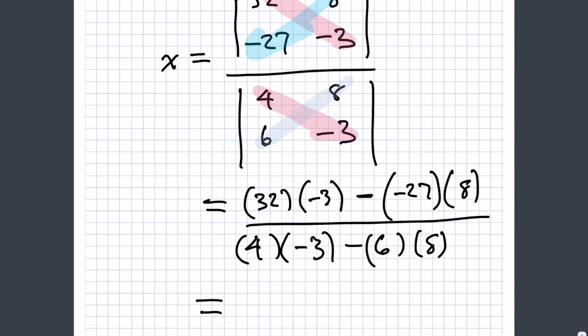Okay, so you plug those into the calculator, and what I get is, hang on, on the top I get 120, on the bottom I get minus 60, and so the x value is minus 2.